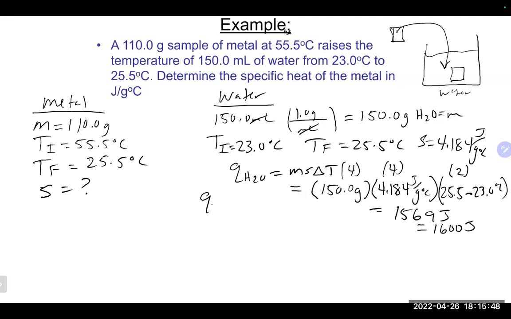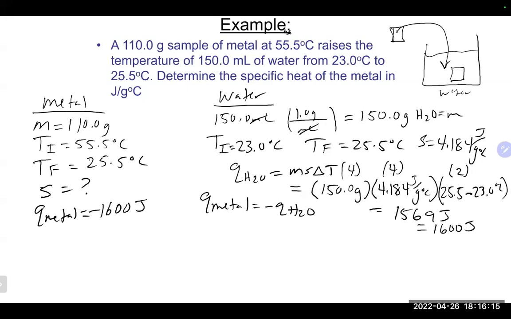Basically, Q of the metal is equal to minus Q of water. That means our Q of our metal here would be the exact same number, and I'll use the rounded one, minus 1,600 joules here, except that it will be negative because for the metal, it is exothermic, so it should be releasing that energy as you go through it. Any questions on that there?